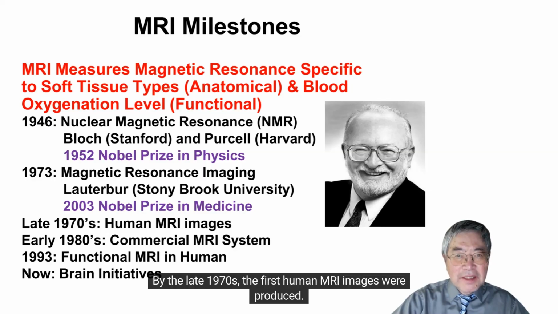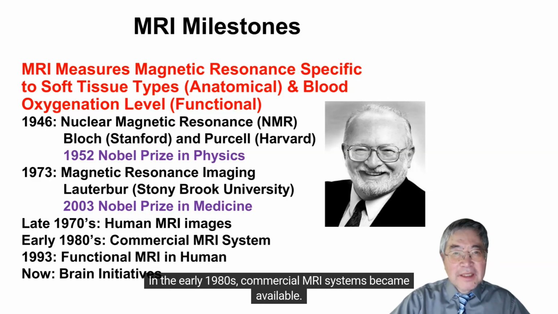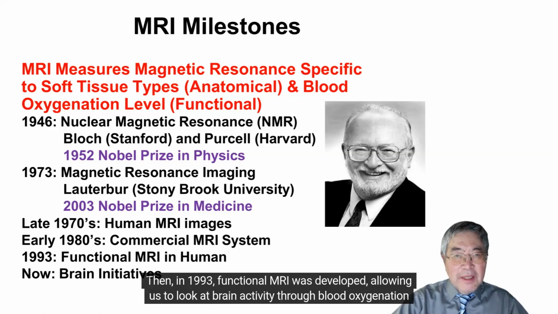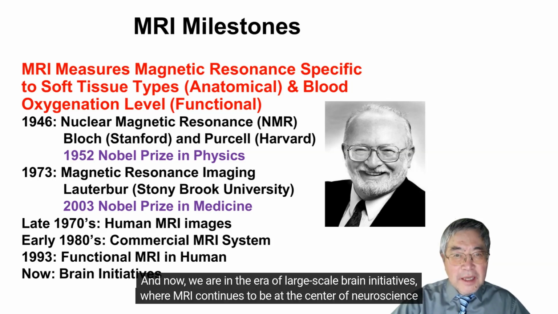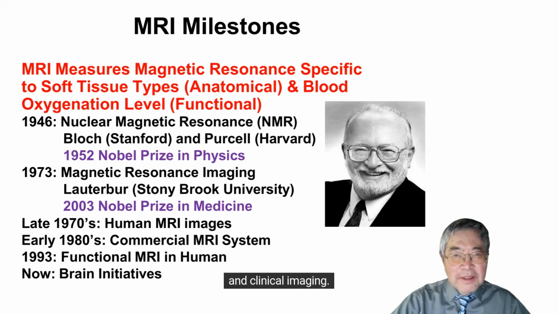By the late 1970s, the first human MRI images were produced. In the early 1980s, commercial MRI systems became available. Then in 1993, functional MRI was developed, allowing us to look at brain activity through blood oxygenation changes. And now we are in the era of large-scale brain initiatives, where MRI continues to be at the center of neuroscience and clinical imaging.